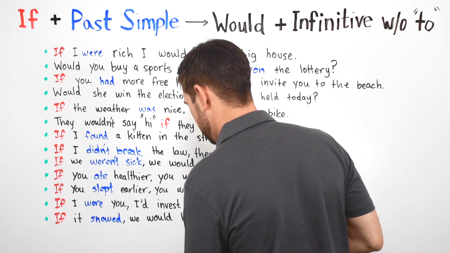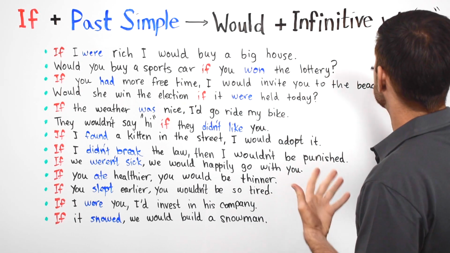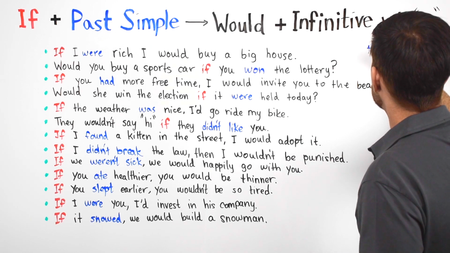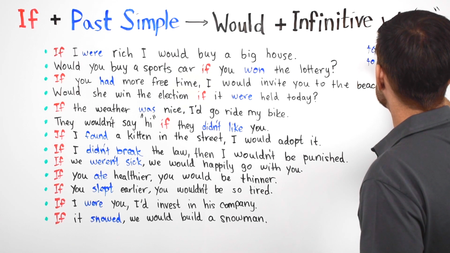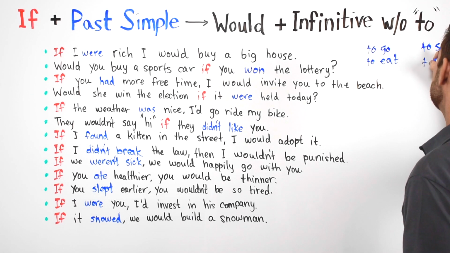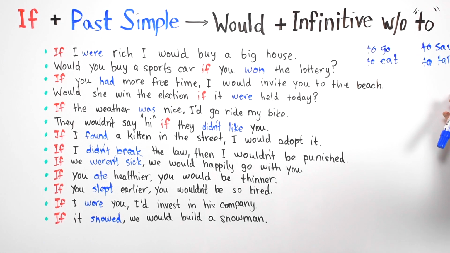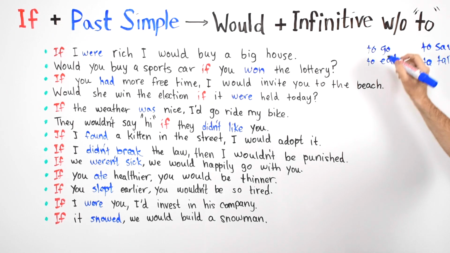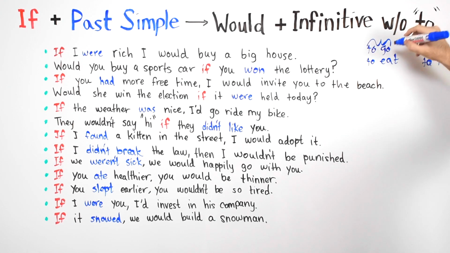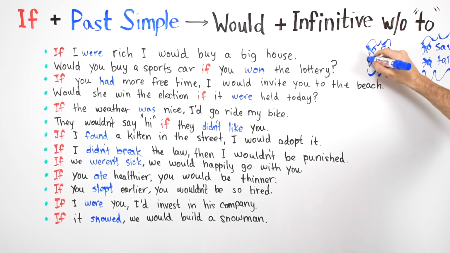Do you know what an infinitive is, guys? An infinitive is a verb like to go, to eat, to say, to talk. How about that? We'll start with these ones first. This is all an infinitive right here. Now, infinitive without the word to. Get rid of to, get rid of to, and get rid of to.